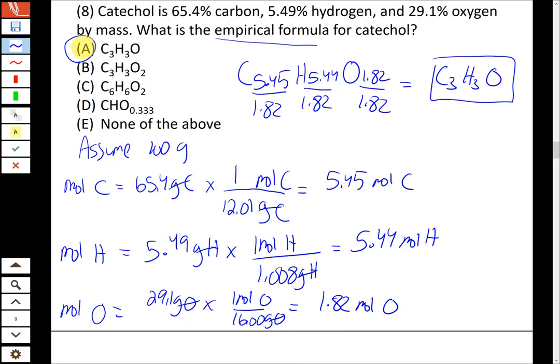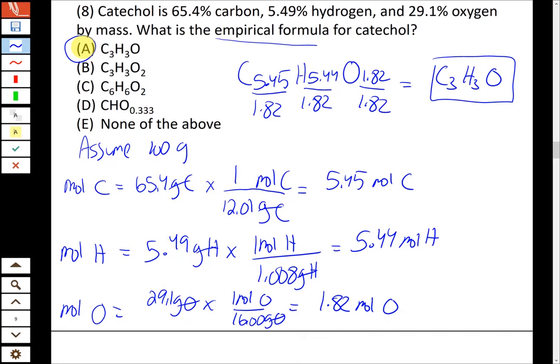Yeah, in the back? So let's say we're talking about molecular. So let's say they give us 500 grams of C3H3O or whatever the empirical formula is, right? How would you go about finding the molecular formula? The way you'd find it is they'd have to give you the molar mass of the compound as well. So for catechol, it would be, let's see, 72 plus 6 is 78 plus 32 is 110, if I did that math right in my head.